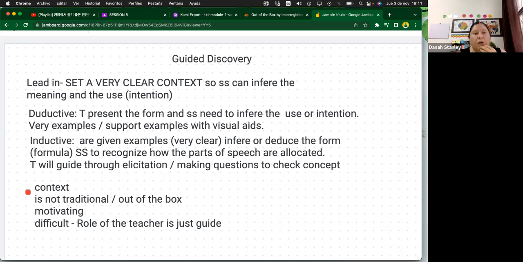It is very necessary for us to have a clear context. It is motivating because they are working individually, they are discovering the language on their own, so they feel motivated, they feel happy, they feel satisfied. And well, the difficult part is finding the clear examples, giving them the proper guidance, by asking questions, eliciting, inviting to think, and in here, the students are in action and the teacher is just observing, listening, and guiding.